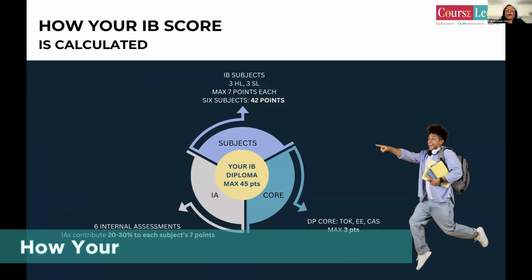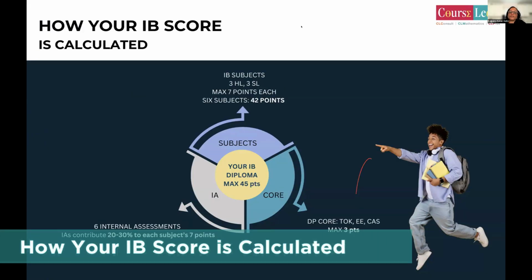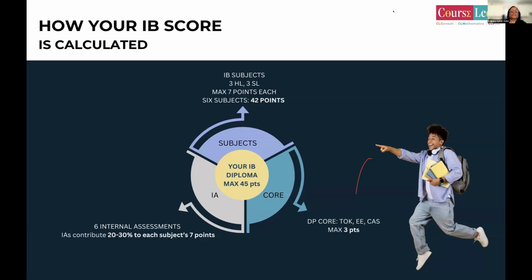Let's begin by looking at how the IB scores are calculated. They have 3 higher level and 3 standard level subjects, and the highest that they can score in each of it is 7. So that sums up to a 42. And then the 3 core points come from the core components that we talked about here, the research components, which is TOK and EE. And then they have their internal assessments in each of their 6 subjects.